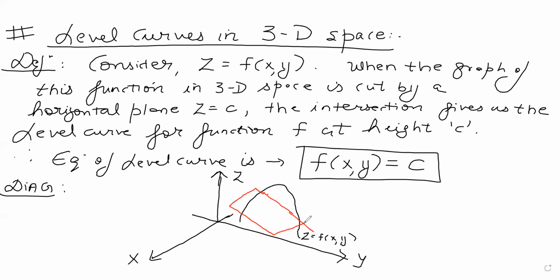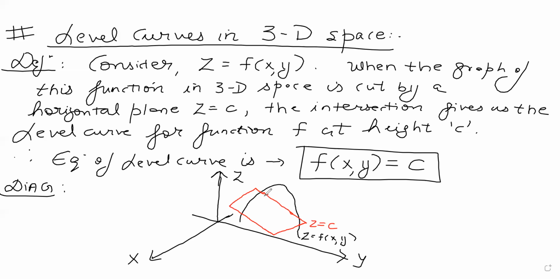You can see that there is a piece of paper which I have drawn in the 3D space. This is nothing but my plane. You can imagine that there is a curve in the 3D space, and this curve is cut by a plane. The plane is nothing but z equal to c. Now you can clearly see where this plane is cutting the curve.